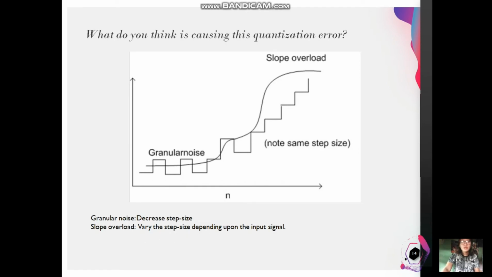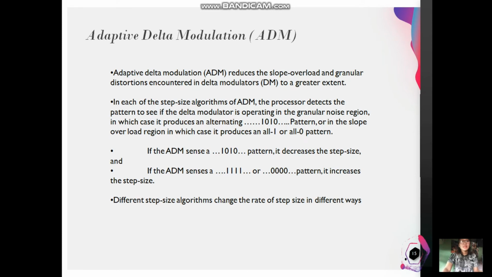Now, how to solve the granular noise and the slope overload? Decrease the step size and vary the step size depending upon the input signal. Now, ADM, adaptive delta modulation. It reduces the slope overload and granular distortions encountered in delta modulators to a greater extent.